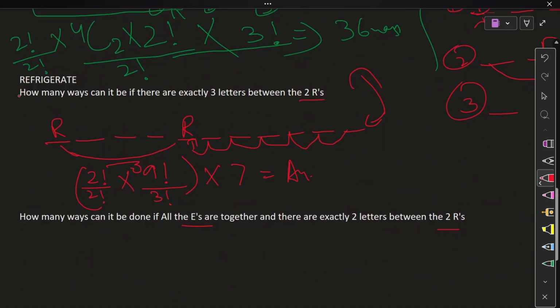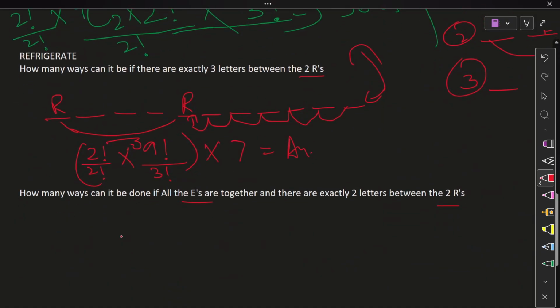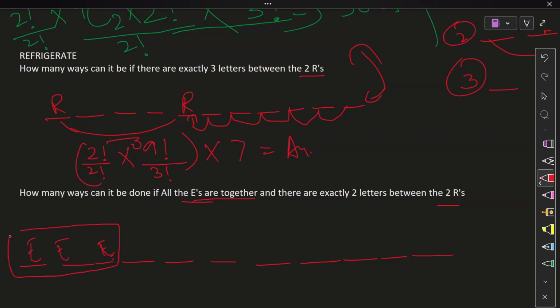The word is the same: refrigerate. Now pay attention. This is a different case. I call this the double condition. The double condition question has 2 conditions. So first, just 1, 2, 3, 4, 5, 6, 7, 8, 9, 10, 11. First, meet your criteria. All the E's are supposed to be together. I have 3 E's, 1, 2, 3. There we go. Put them in a box. Whatever you want together, put that in a box.